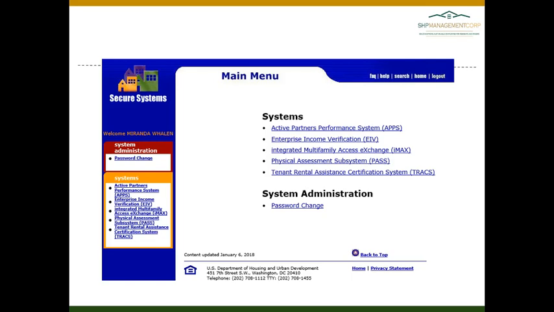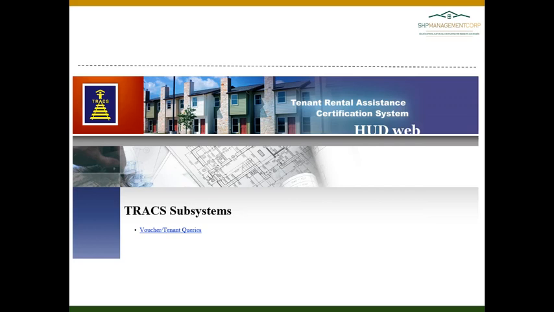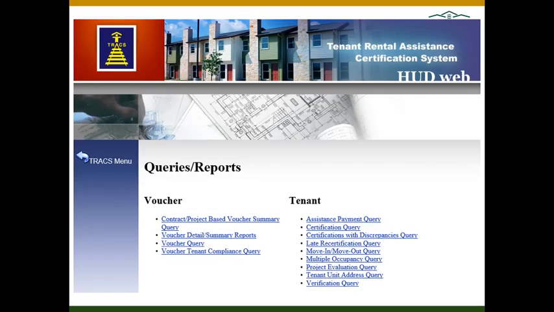TRACS is a subsystem within the Secure Systems web system. You should see that listed under your Systems menu when you sign into Secure Systems, the Tenant Rental Assistance Certification System, or TRACS. If you do not see TRACS and you require access to it, please contact the main office and we will direct you accordingly. Once you select the TRACS system, you should see the Voucher Tenant Queries link. Select that link and you will see the Queries/Reports menu for TRACS.